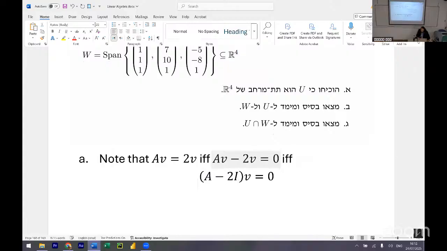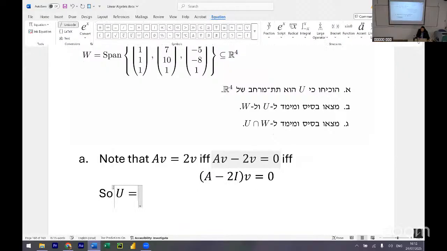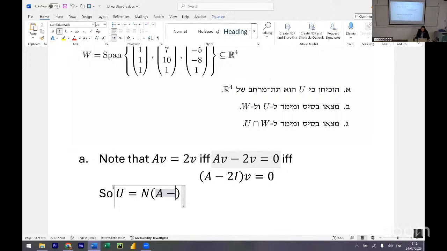Okay, so U is basically the null space of A minus 2I, and therefore is a subspace, because we know in general, the null space is a subspace.